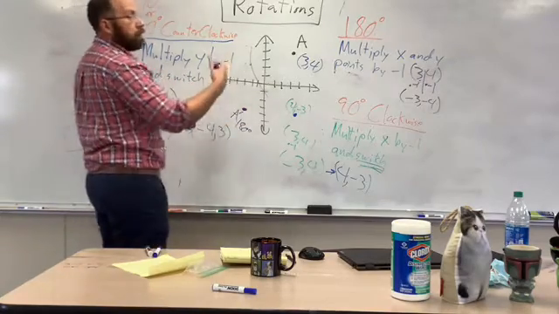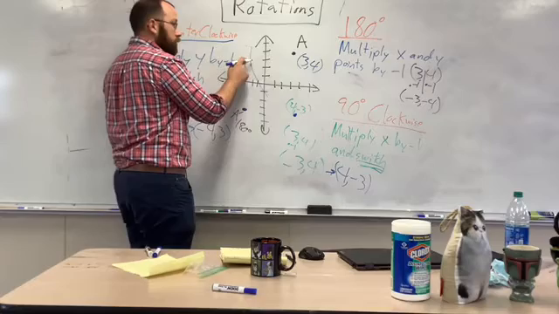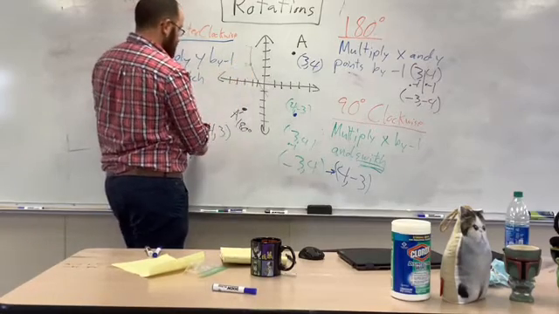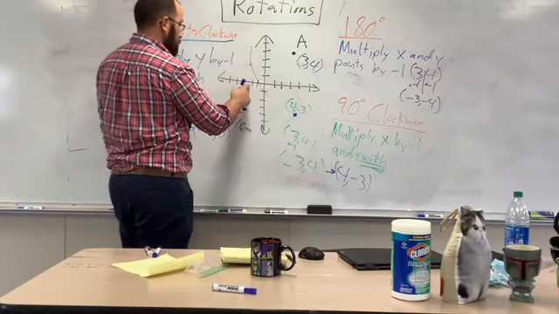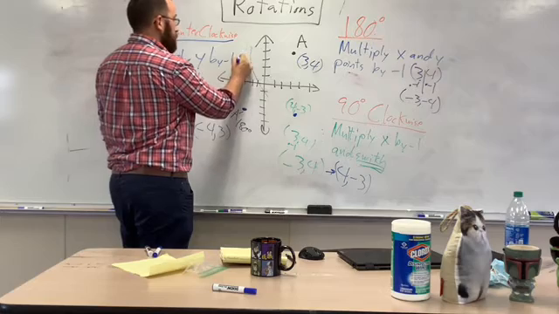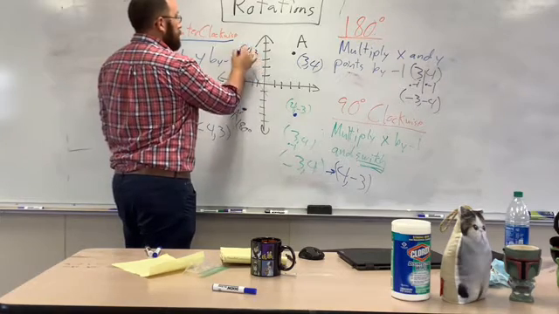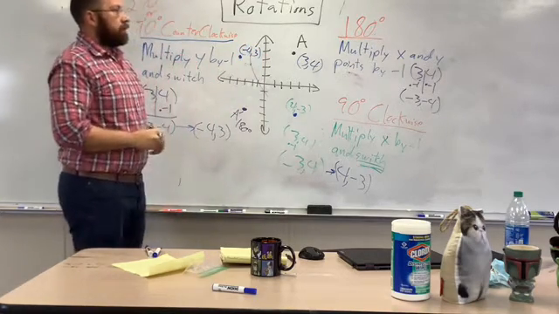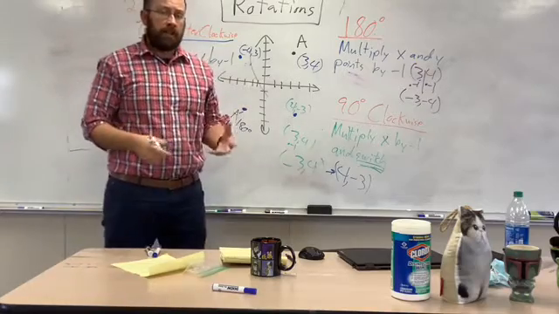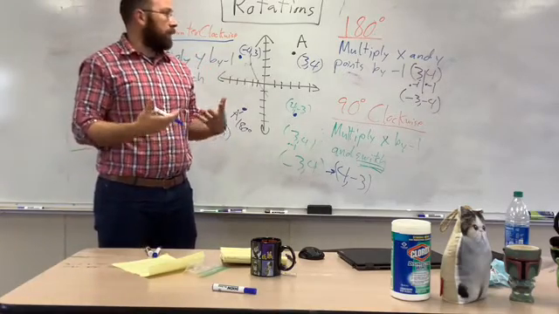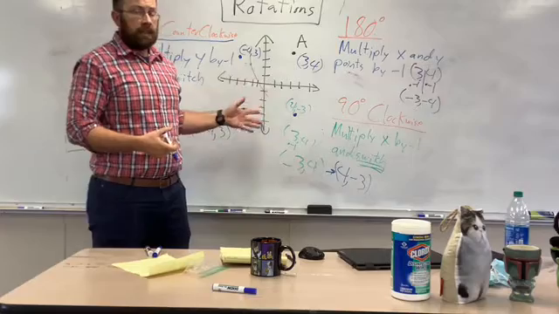So 270 degrees or 90 degrees counterclockwise should put us right here. Let's see if it does. 1, 2, 3, 4, 1, 2, 3. And it does. So that is how to do it with one point. Now I'm going to show you how to do it with an image using these rules.